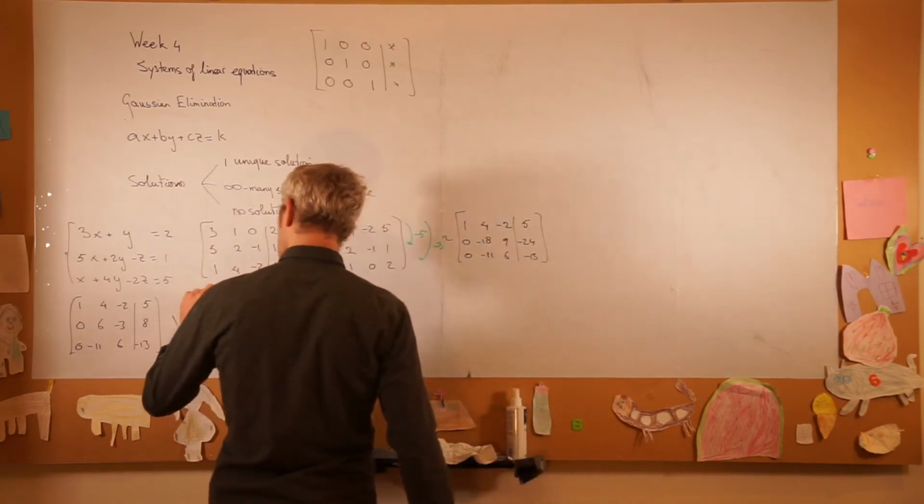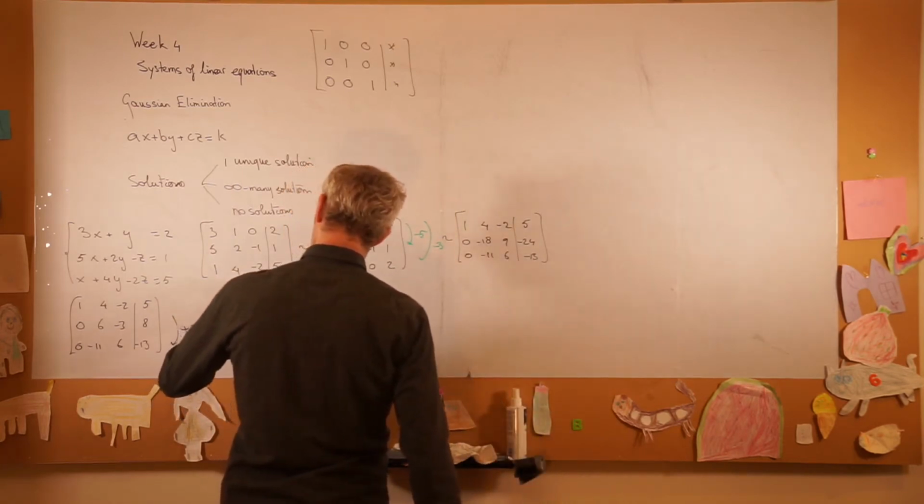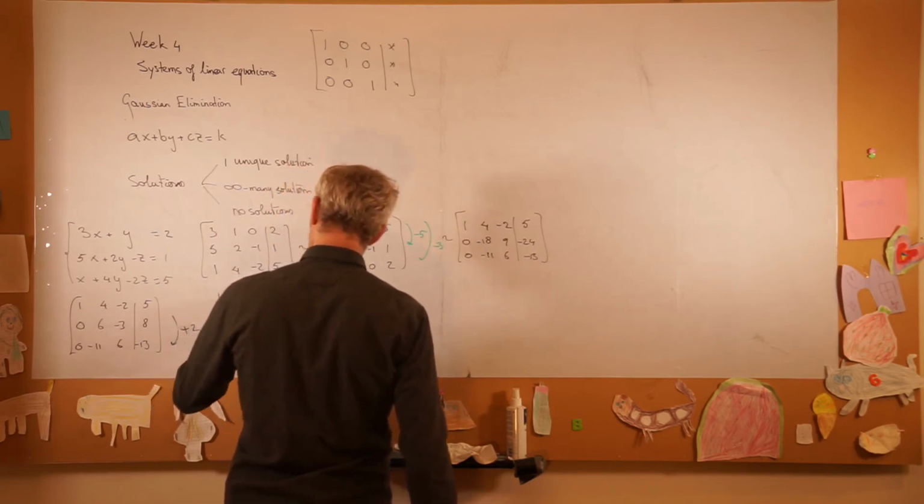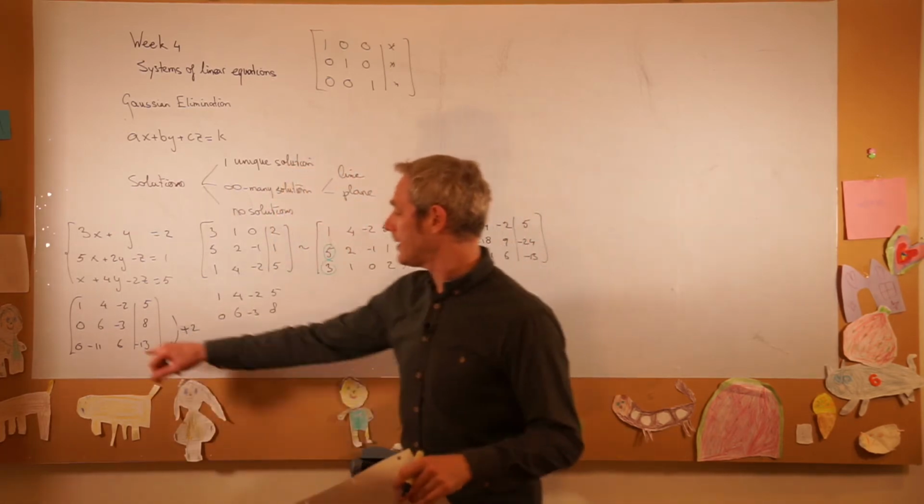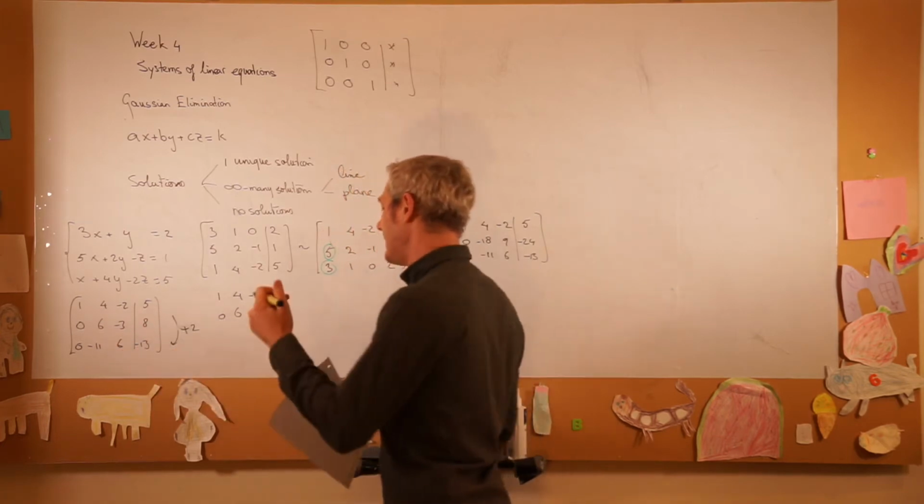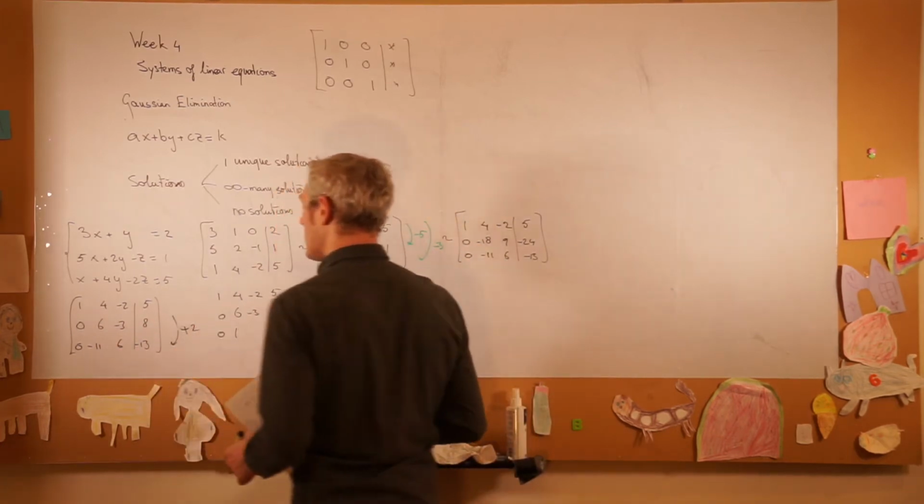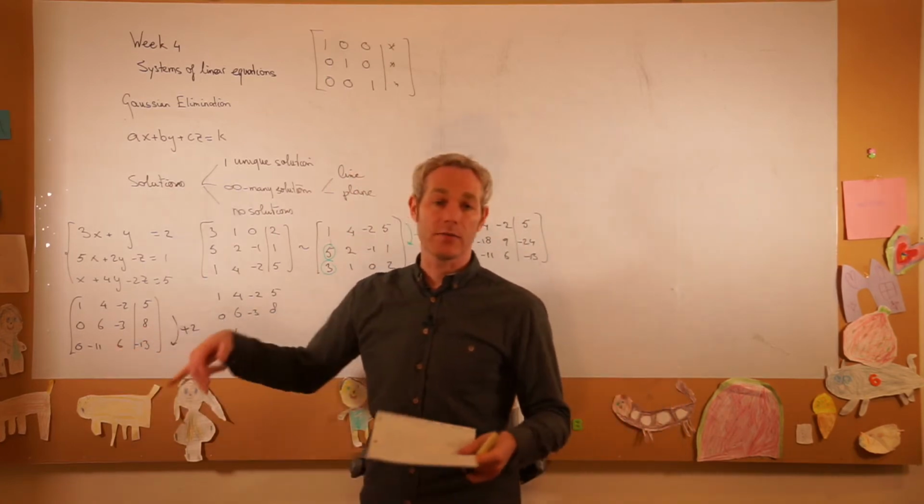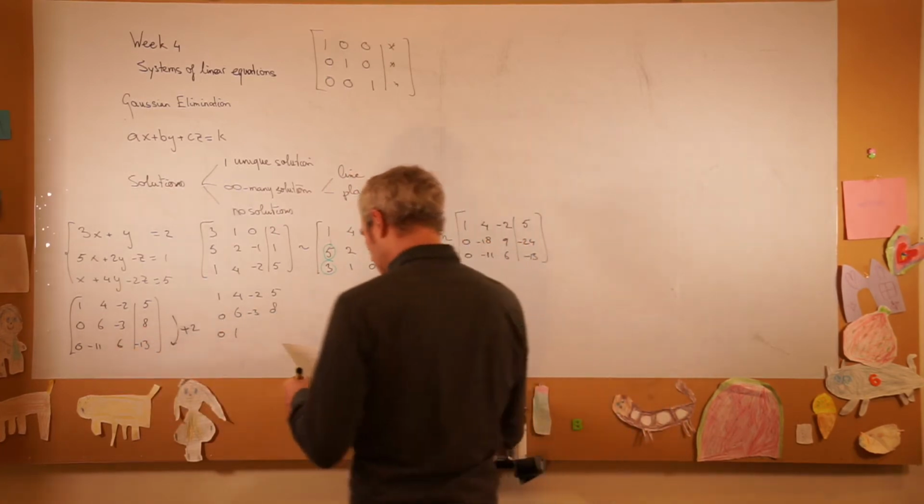I will add the second row twice to the third. The first one doesn't change. Of course, the second row doesn't change either, because that's not the row I'm changing. I'm changing that third row. I'm adding this one twice to this one, and here I get my 1. Now, I then have to add this one twice to minus 6. So minus 6 plus 6 is equal to 0.